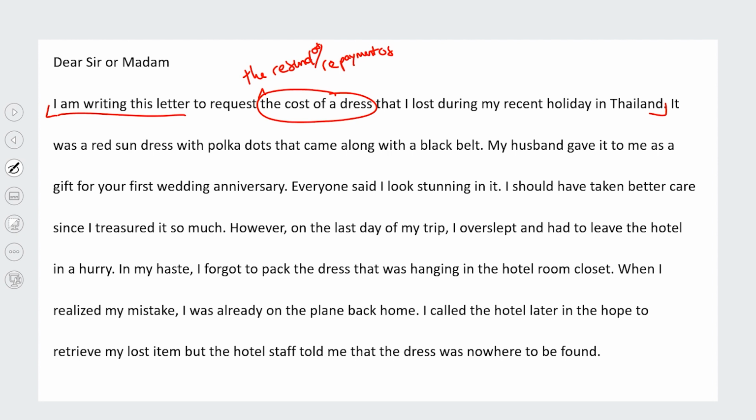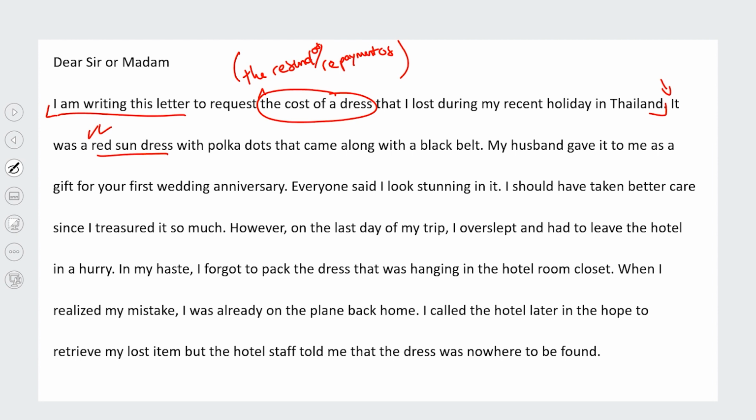As it is, in the context, I would know what you meant, but you need to have something in here, something along those lines. What are you requesting? You're not asking the cost, you're requesting the refund of the cost of the dress. Okay, so then I can see that we're moving into the details of the item. It was a red sundress with polka dots that came along with a black belt. I really like this red sundress.